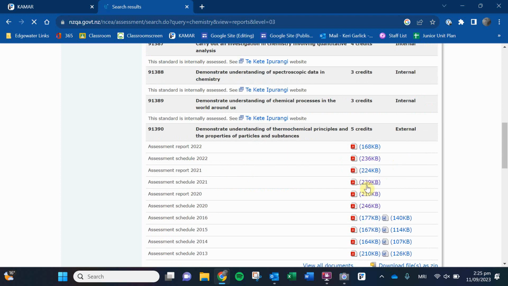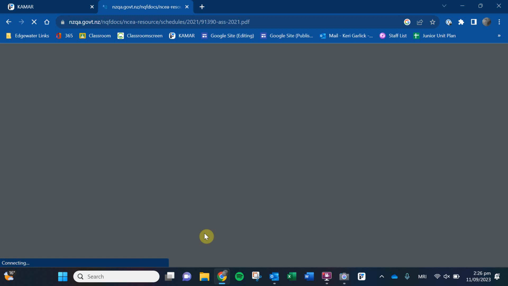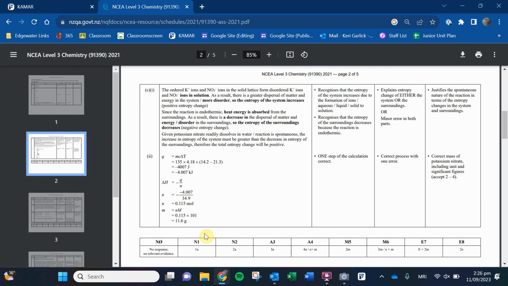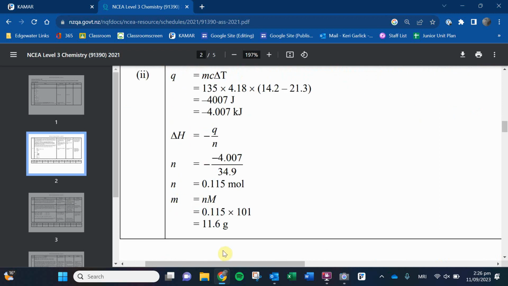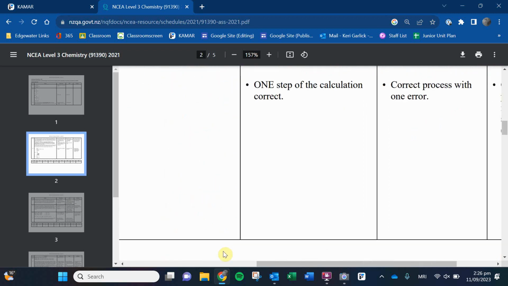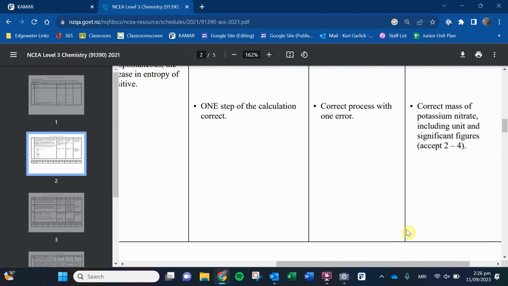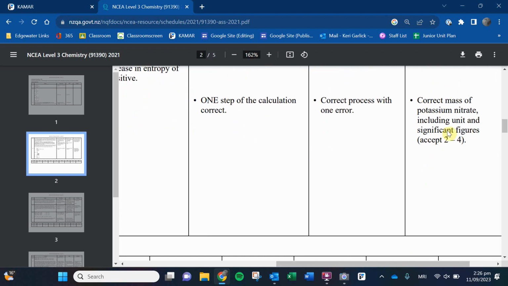We want the 2021 schedule, and this was question 1C. 1C. There we go. Miss got the right answer. That's going to go as a good sign. All right, 11.6. Yay, Miss taught it correctly. Okay. Here we go. So the breakdown of these points: correct mass of potassium nitrate with the units, with the significant figures. That is your excellence. So what I've written down there, that is excellence without any kind of justification. It's all just math.